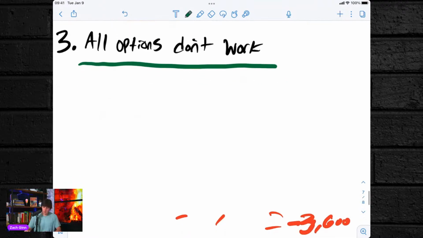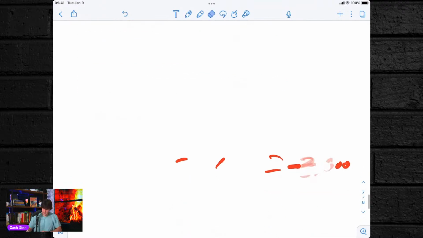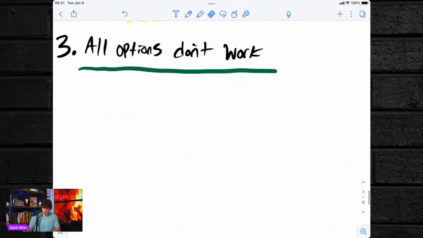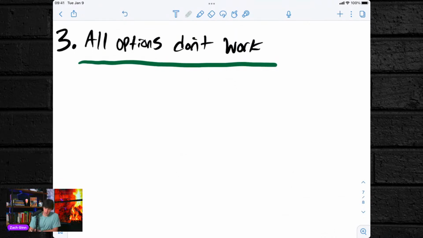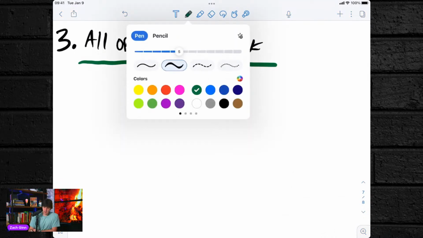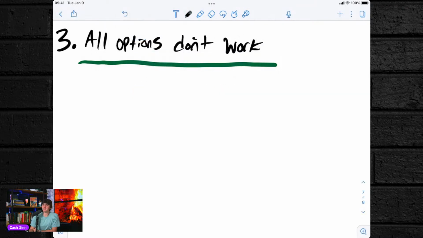All right. So all options. All options don't work. What does that mean? So I hate to say this. Nobody wants to do a creative financing deal. That's a very controversial statement, but it's something that they need to do, right? And so let's talk about the options.